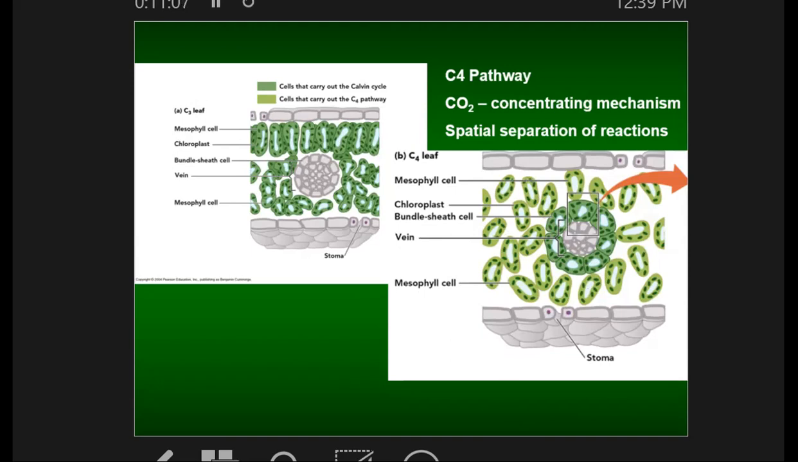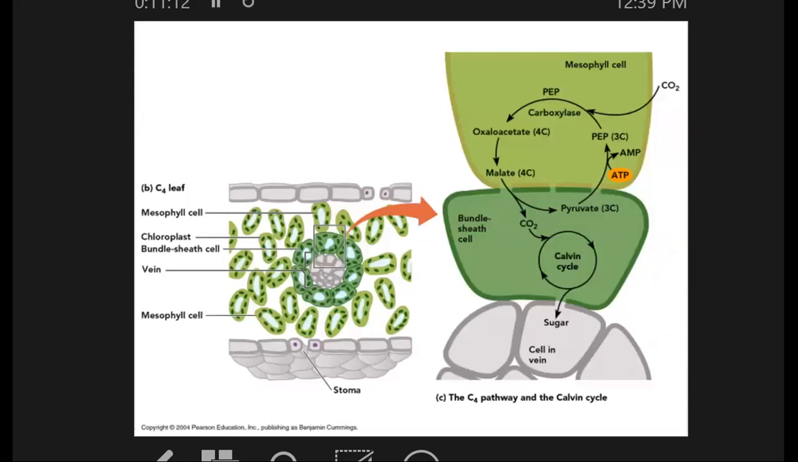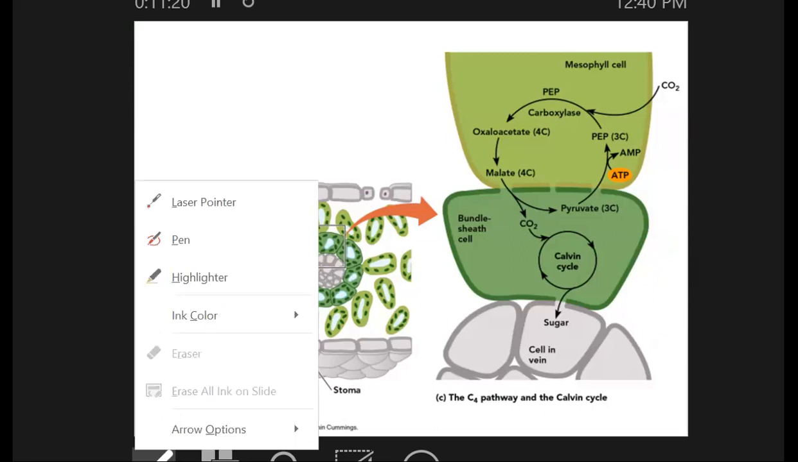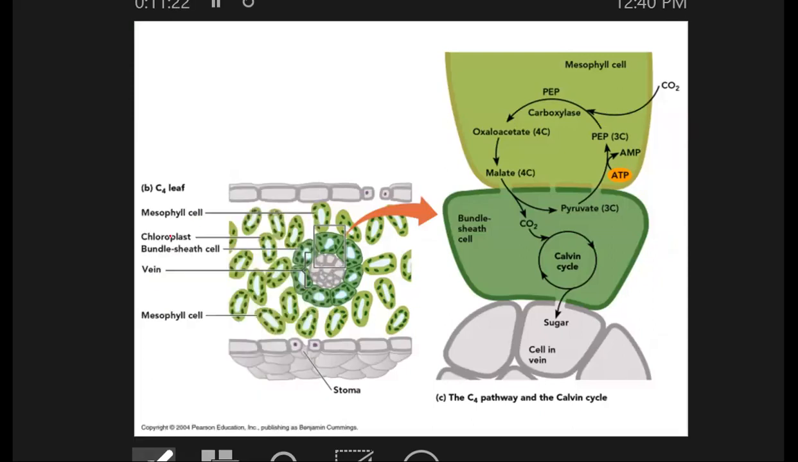So this arrow is saying we're going to blow up a section where you see a bundle sheath and a mesophyll cell. So this is what I mean by spatial separation. You have some things happening in the mesophyll cell and other things happening in the bundle sheath cell. So here you see the CO2 coming in. So the plant has opened its stomata, the CO2 is coming in, and it makes it into the mesophyll cell. You do not see Rubisco there. Instead, it's a totally different enzyme called PEP carboxylase.